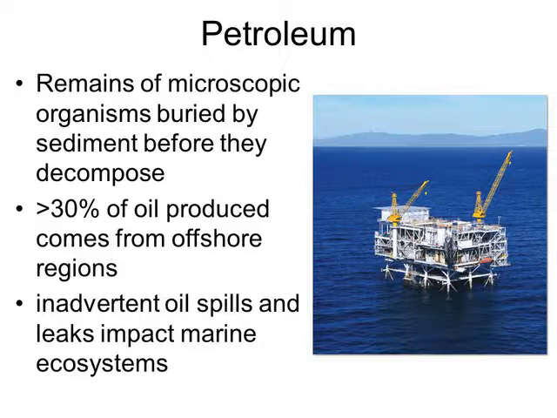A lot of the oil that is produced in the ocean is in the continental margin, and more than 30% of the oil that we use on land comes from the ocean. A lot of times you will see oil spills and effects to marine ecosystems from these oil rigs that are in the ocean.